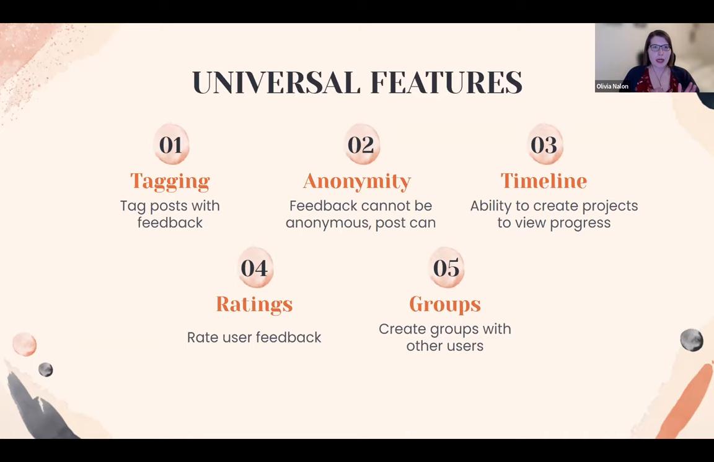In addition to that main idea, we had some other universal features we wanted to include in our prototype. The first universal feature is tagging, being able to tag posts that users upload to give more specific feedback. Next is being anonymous, making sure that people can post anonymously, but commenters can't. That way we remove some of the negativity that can come when people give feedback anonymously. We also wanted to include a timeline feature so people could create projects, upload to those projects over time, and view their progress.